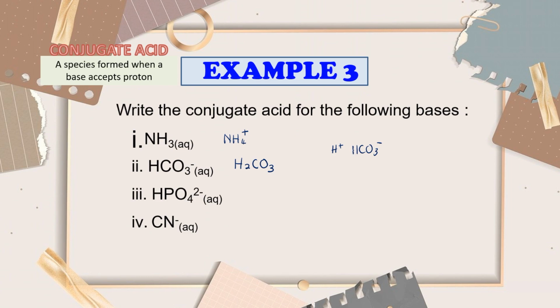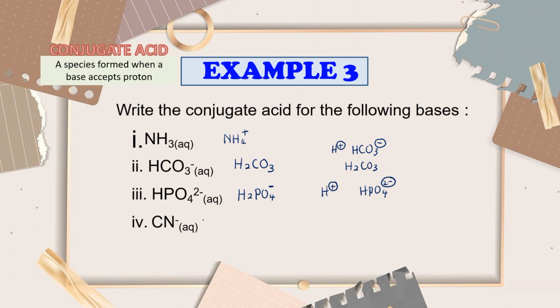Meaning that we have H plus and HCO3 minus. Since the positive and negative charges are equal, it becomes H2CO3 without charge, neutral. Next, HPO4 2 minus, we add H plus. The charge here is not equal: positive 1 plus negative 2. So that's why it becomes H2PO4 minus. Still has a charge.